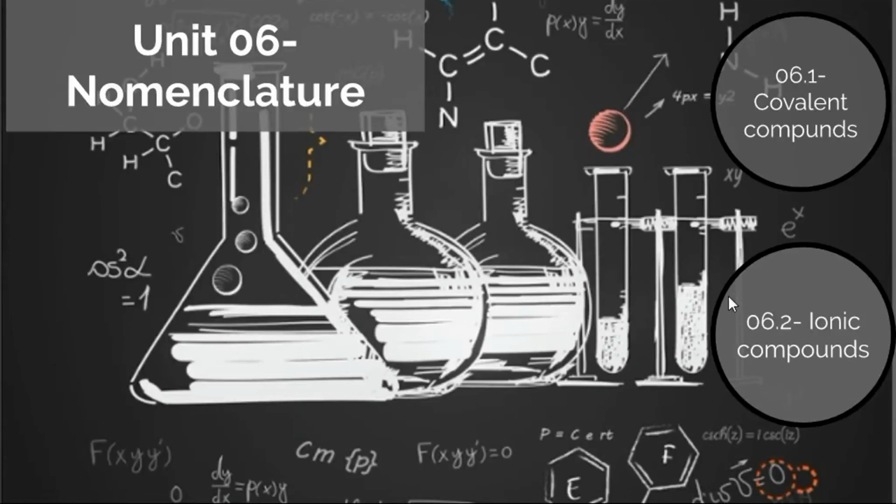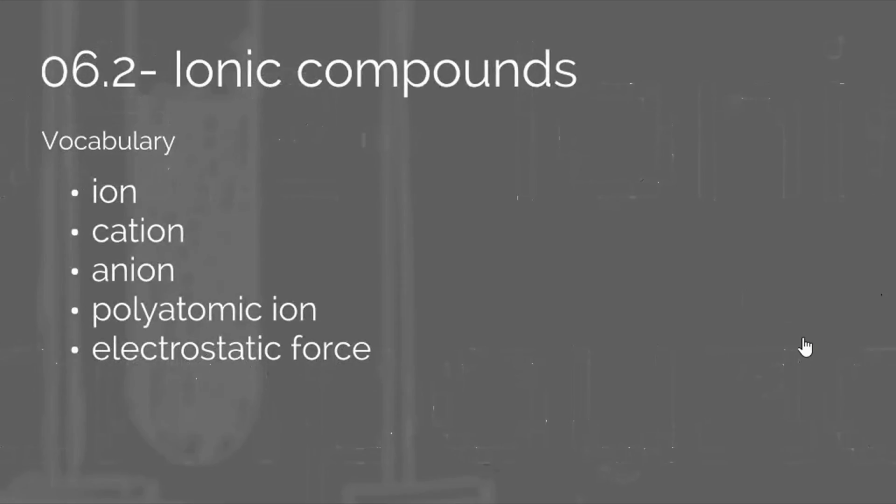Get ready, because in this section we're diving into the ionic compounds, seeing what they're made of, how to balance their charges, and how to name them. So the vocabulary for this section will include ion, cation, anion, polyatomic ion, and the electrostatic force.